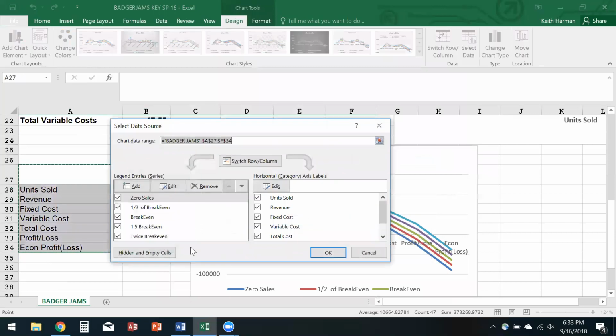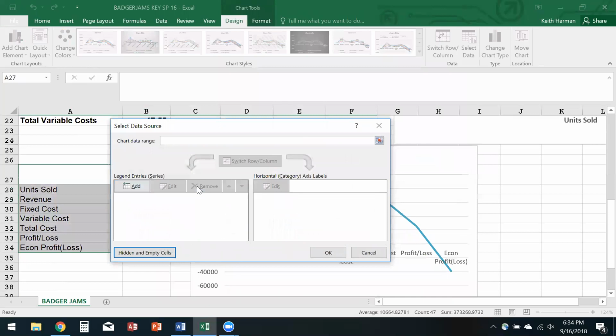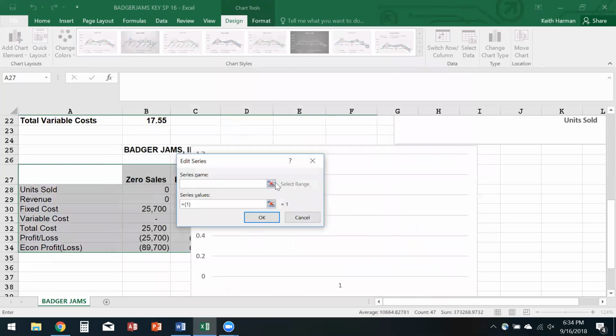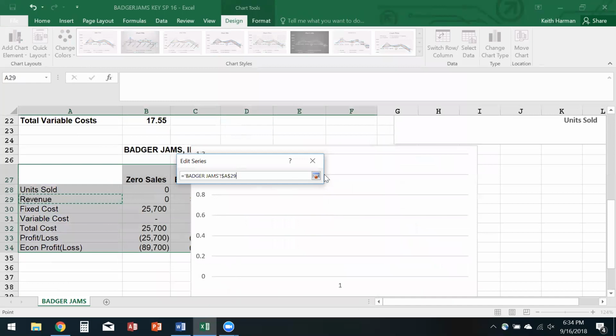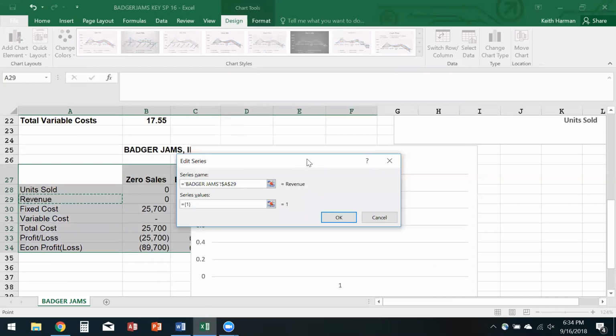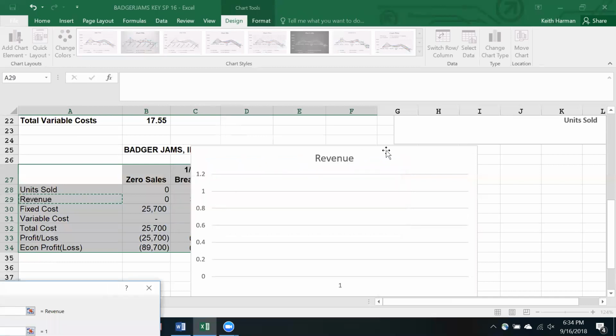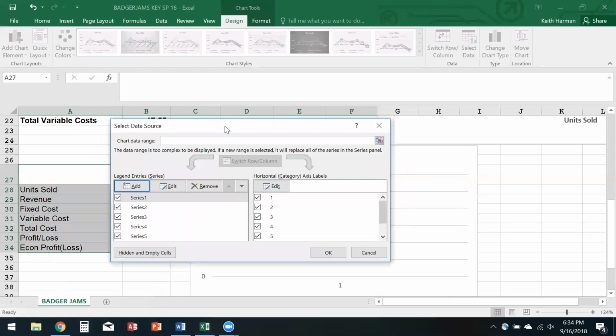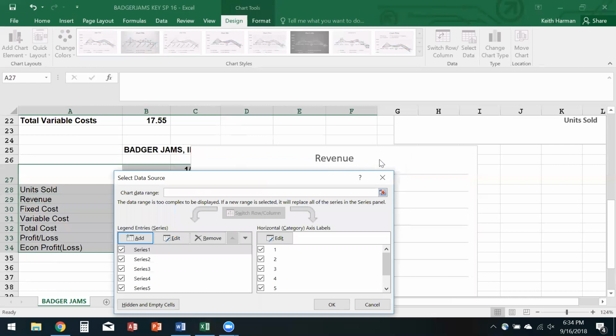I'll select the data. And for the legend series, I'm going to remove all of those. Okay. And so I'm going to add the legend series, and I want revenue. That's going to say, where are you going to get that data? Right. And I'm going to move this over here for just a second. Close this off for a minute, to where I can see what I've got going on here.